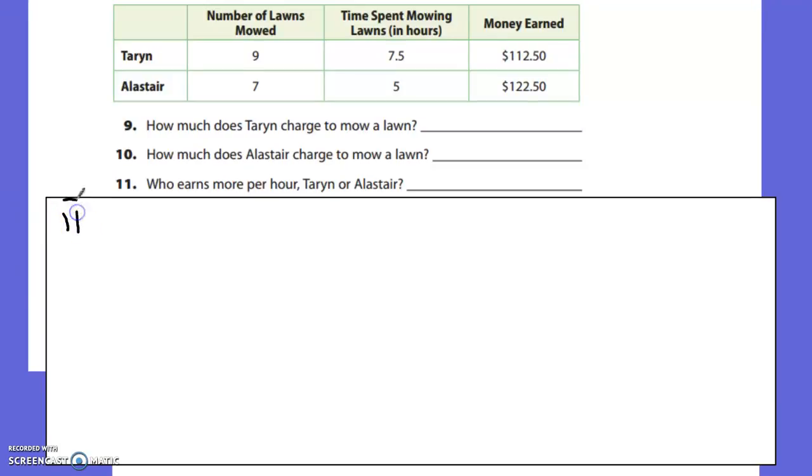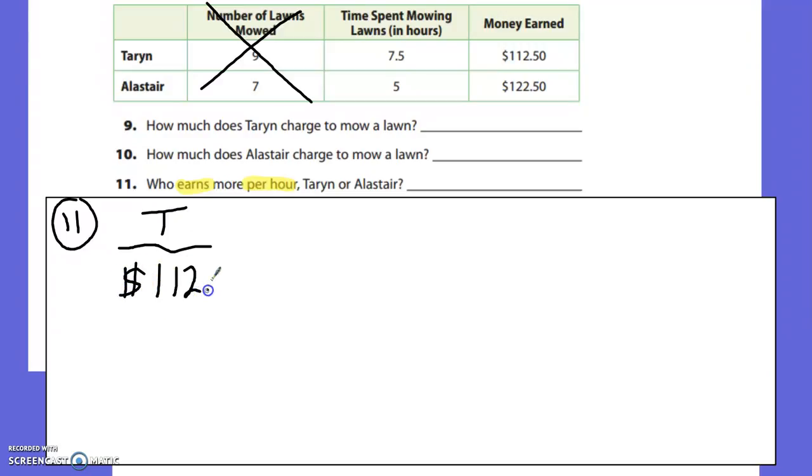So for number 11, it says, who earns more per hour? So pay attention to what they're asking. We're talking about the money, earns, that's the money. And now we're talking about per hour. So if you pay attention, what we're not focusing on for number 11 is the number of lawns that are mowed. So we can ignore that, and that actually helps you set it up. So for Taryn, it would be $112.50. That's our first term, just like before.